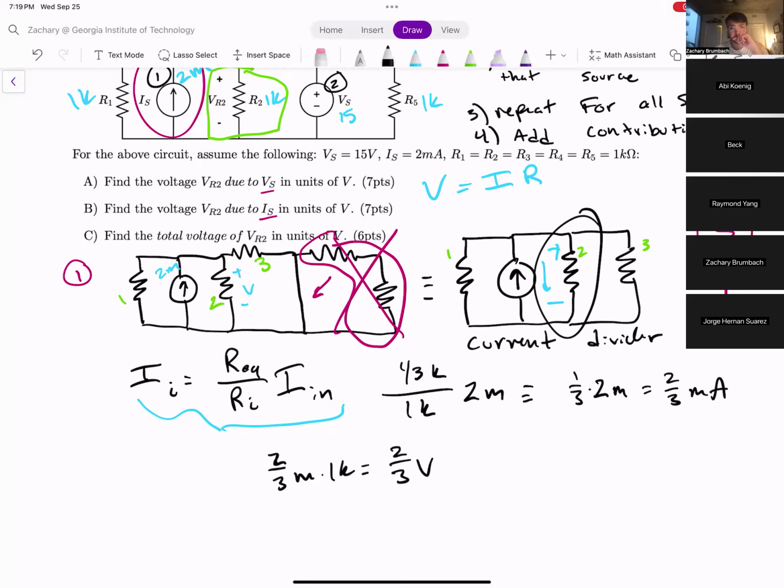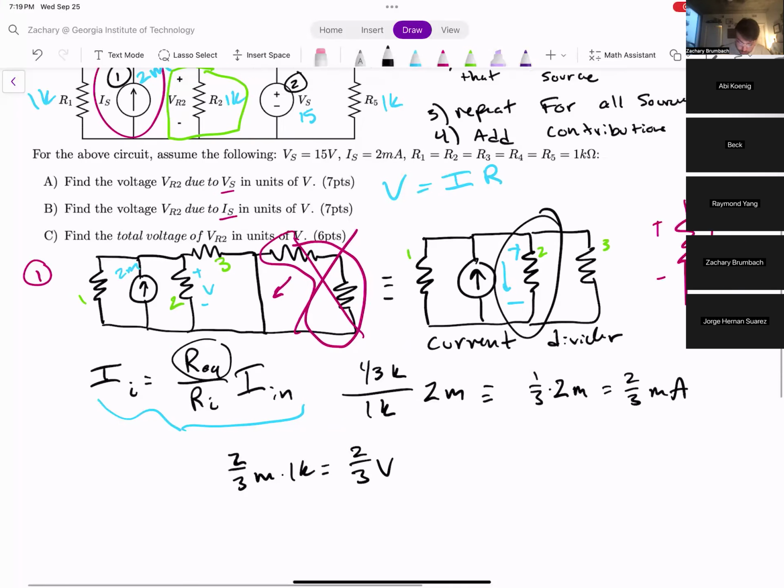Yeah, I have a quick question. I hopped on late, so maybe I've just missed it, but I'm confused on how you got 1/3 for the equilibrium R. So that's our equivalent. Okay, so it's the R equivalent of these three resistors in parallel.